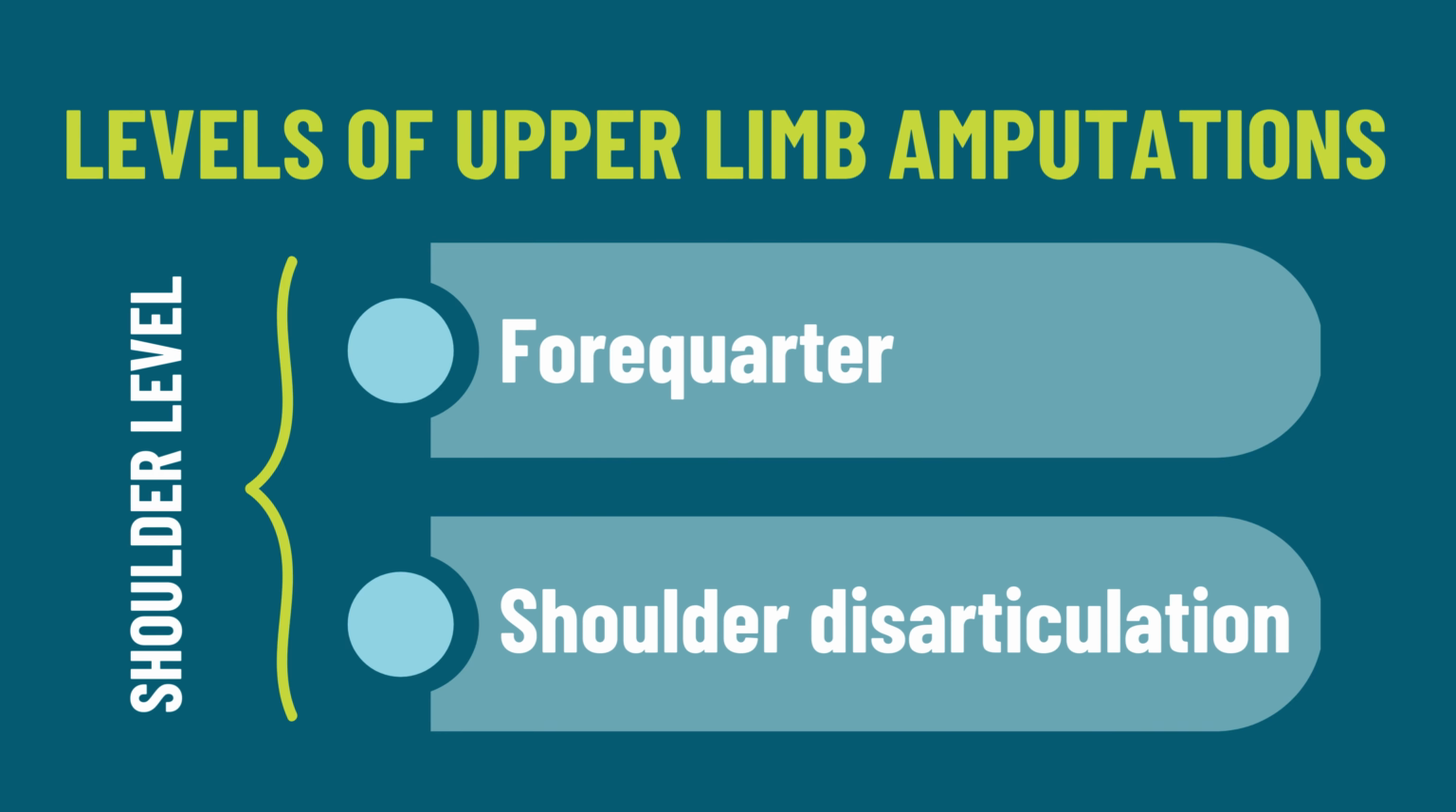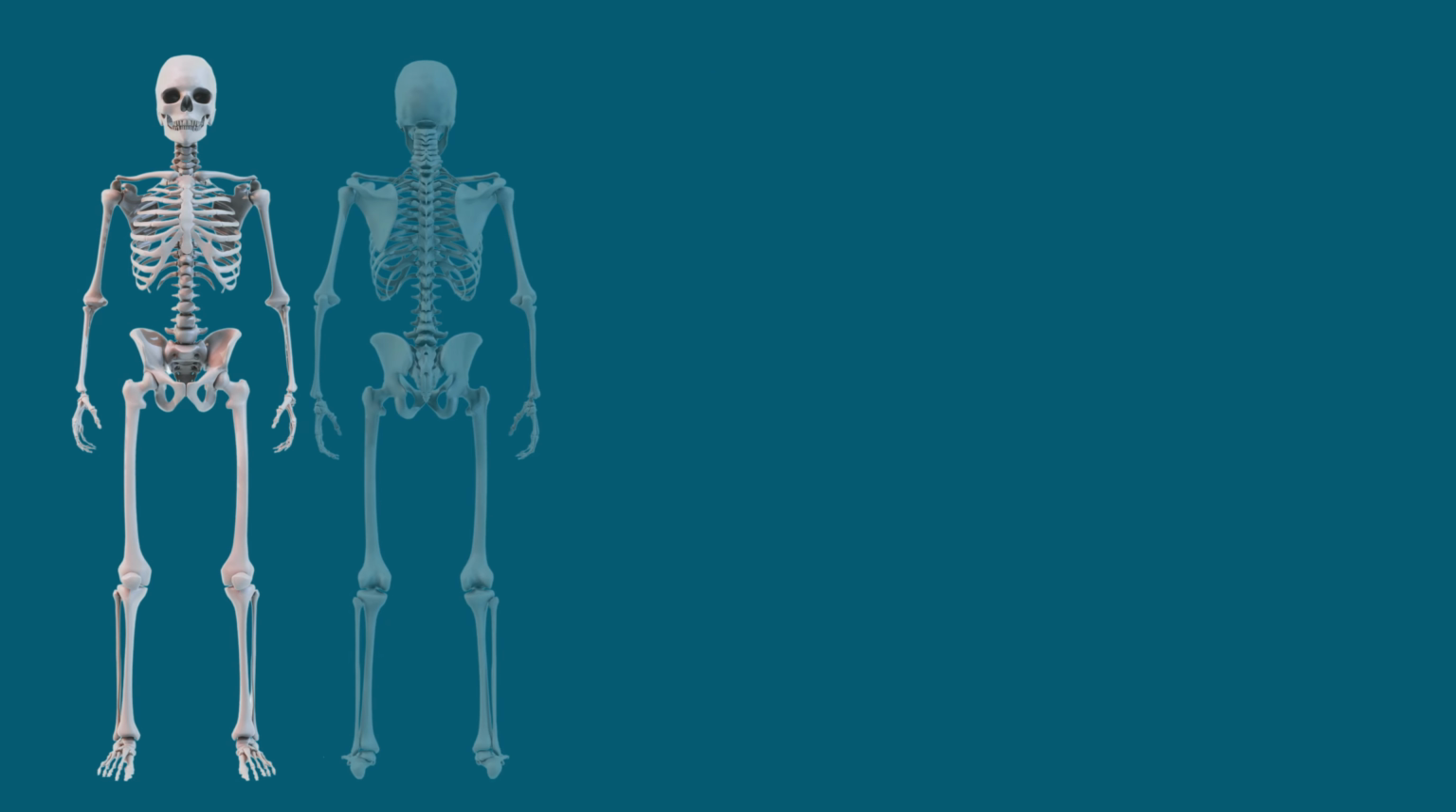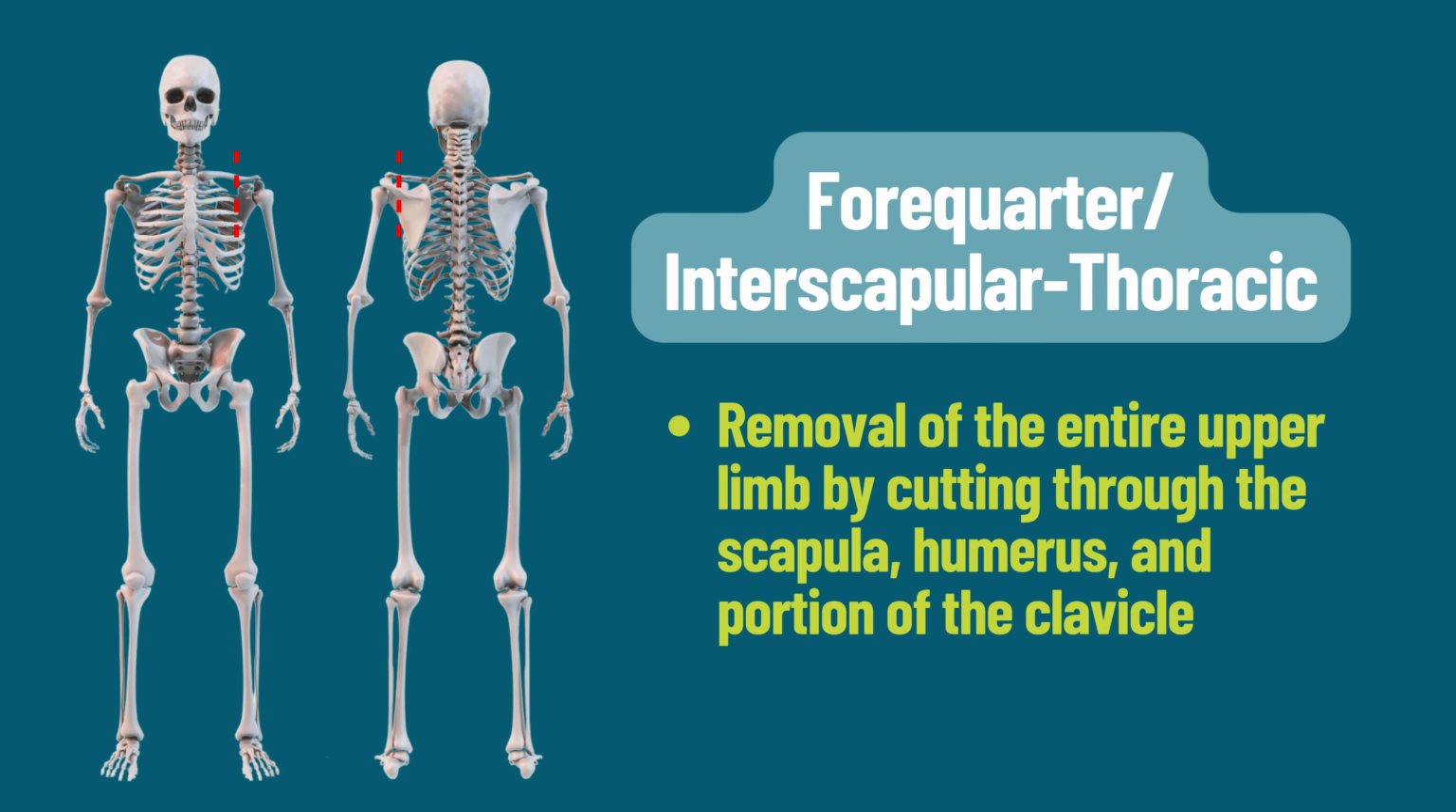Shoulder level amputations are the most proximal level of amputation of the upper limb and can be either a forequarter amputation or a shoulder disarticulation. A forequarter or interscapular thoracic amputation involves the removal of the entire upper limb by cutting through the scapula, humerus, and portion of the clavicle.